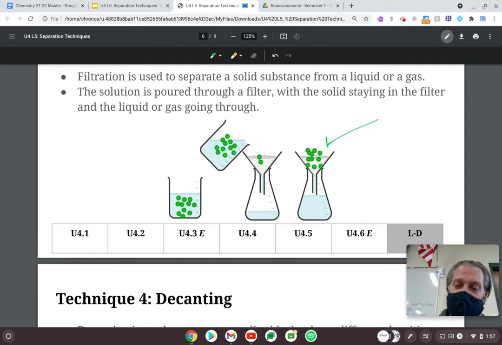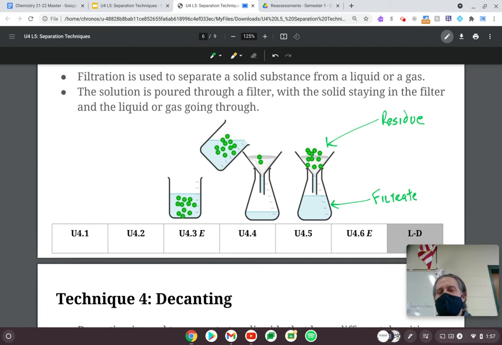The stuff that's captured up here is called the residue. And the stuff that's collected in the bottom, the liquid, is called the filtrate. So the residue is often the solid. It's the part that is collected in the filter paper. And the filtrate is the liquid that is collected on the other side most often.